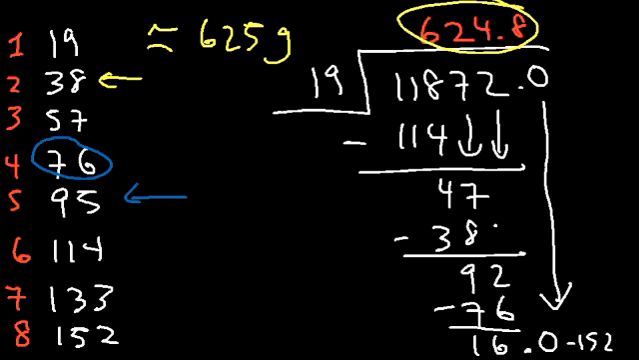So if we confirm our answer, if you use a calculator, 11,872 divided by 19 is about 624.842. But this is a good approximation, so we can stop here. So now you know how to convert kilojoules to grams if you're given a thermochemical equation.